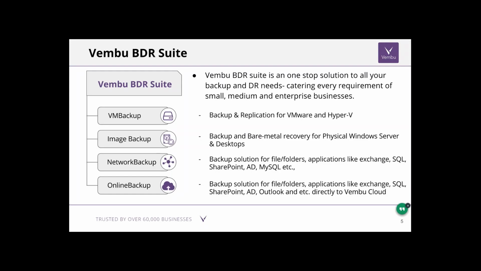So to speak about Wembu BDR Suite, it's actually a one-stop solution to meet all the backup and disaster recovery needs of small, medium, and enterprise-level businesses. Wembu BDR Suite is actually a collective term. It includes four components: Wembu VM Backup, Wembu Image Backup, Wembu Network Backup, and Wembu Online Backup.